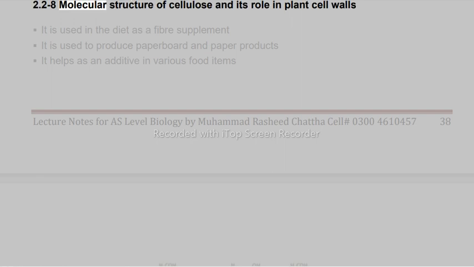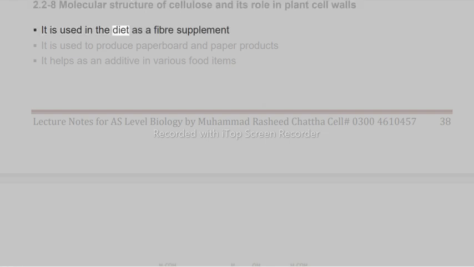2.2.8 Molecular structure of cellulose and its role in plant cell walls. It is used in the diet as a fiber supplement. It is used to produce paperboard and paper products. It helps as an additive in various food items.